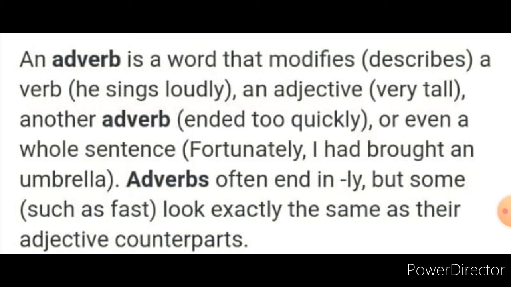He sings loudly. Sings is the verb here. So how does he sing? Loudly. It describes an adjective also. How is the boy? The boy is very tall. Look at the example: very tall. It describes the adjective also, very tall, and another adverb also: ended too quickly. So here ended is a verb. How did it end? Too quickly. So it describes another adverb also. An adverb is a word that modifies a verb, an adjective or another adverb.